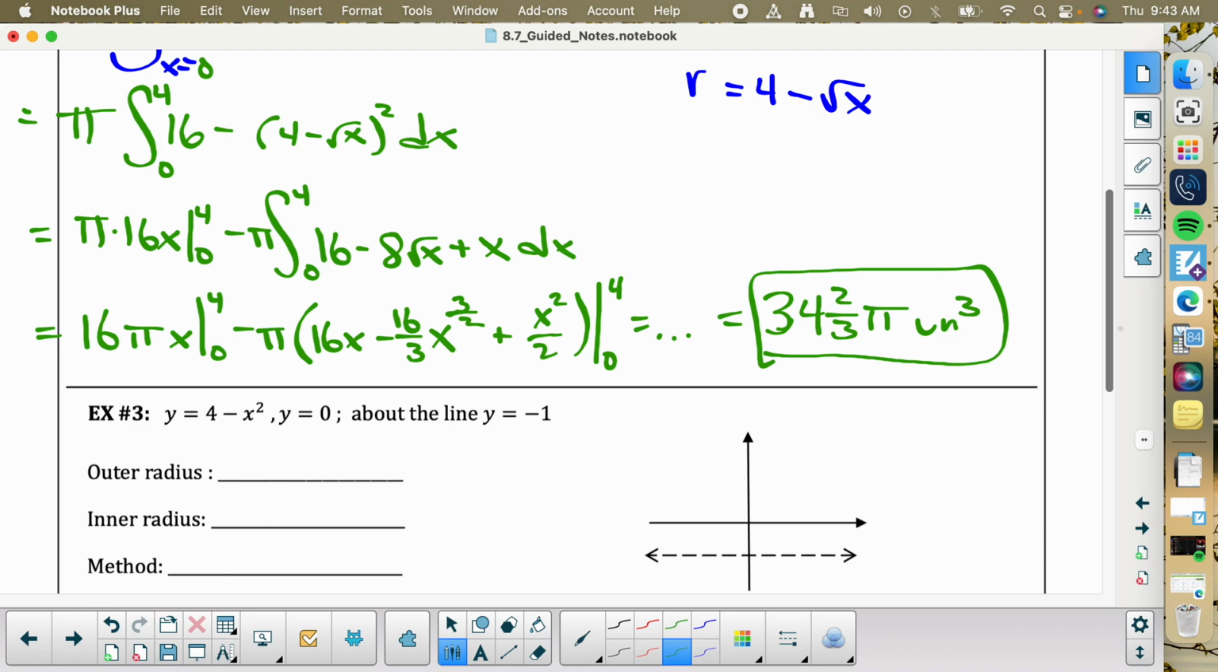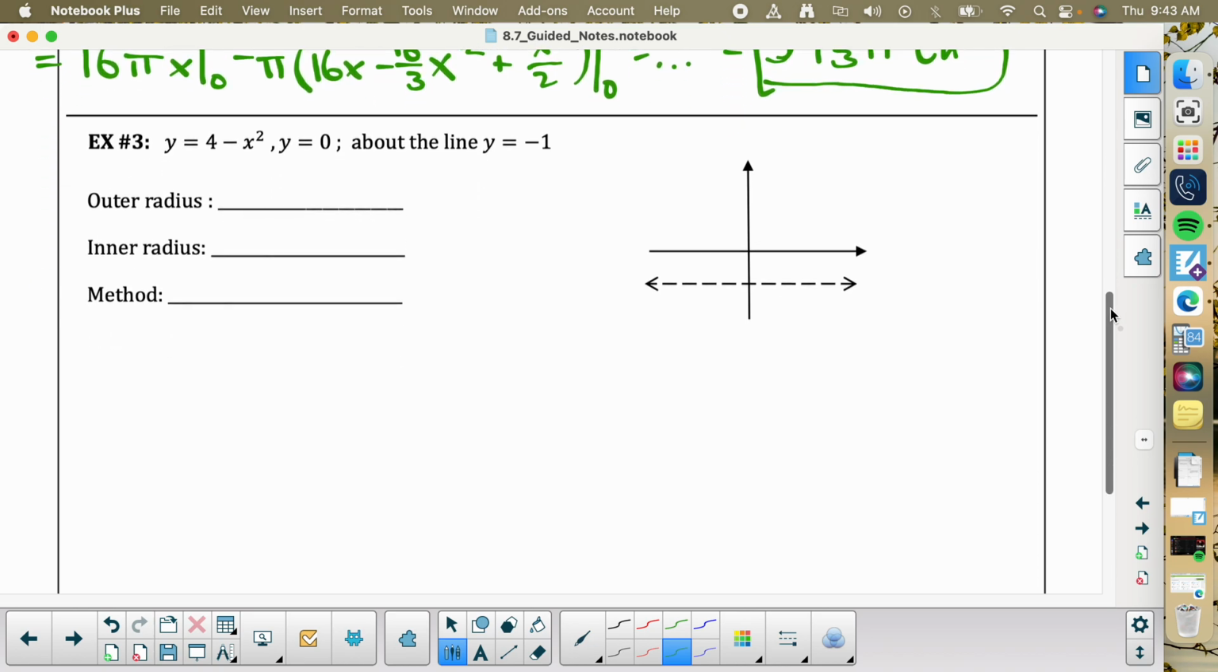Why don't you guys see if you can set up the second problem on your own and just do it? At this stage, it shouldn't feel any different than what we did yesterday, the last couple days.